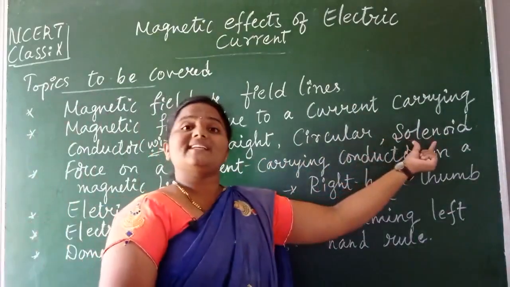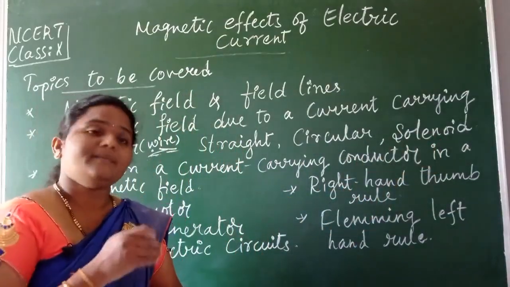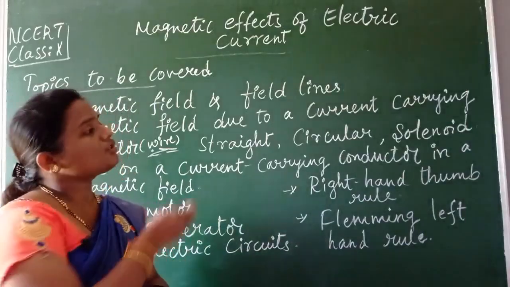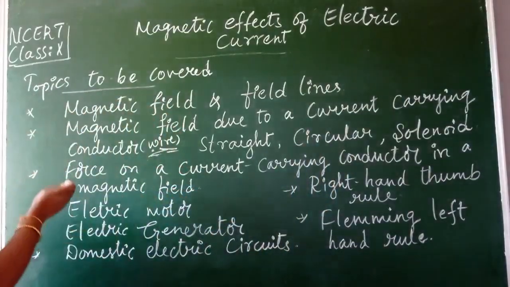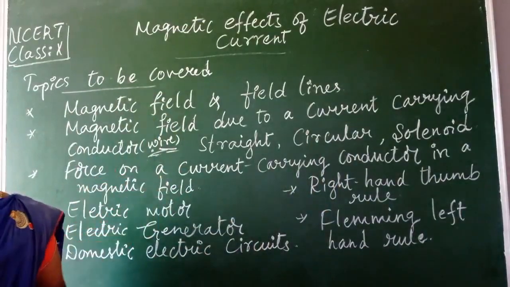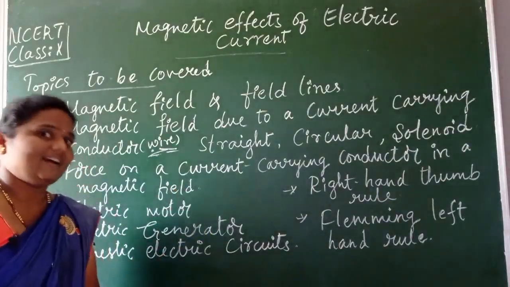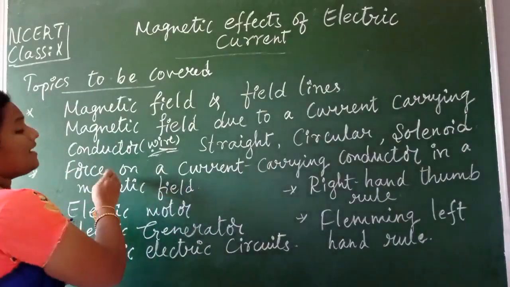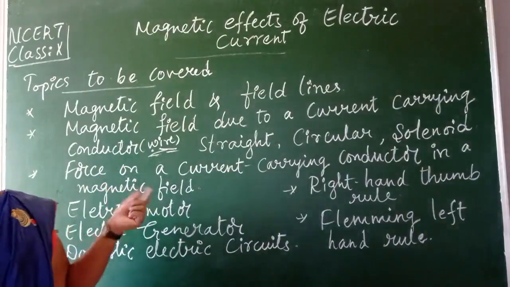Children, a solenoid is a device which consists of a number of turns, means the wire is wound in a circular pattern, that is called what? Solenoid. In detail afterwards we will discuss, children. Okay, now after that we are going to study the force on a current carrying conductor when it is placed in a magnetic field. Means if the conductor is placed in a magnetic field, in which direction the force is generated, we are going to study under this topic.